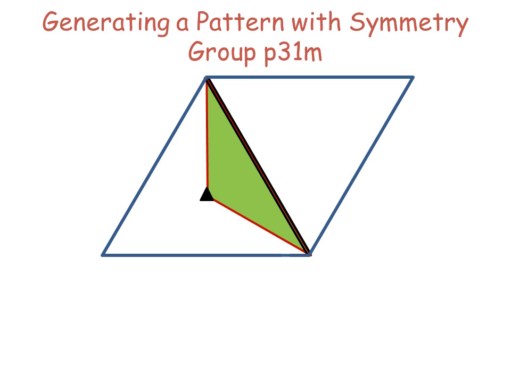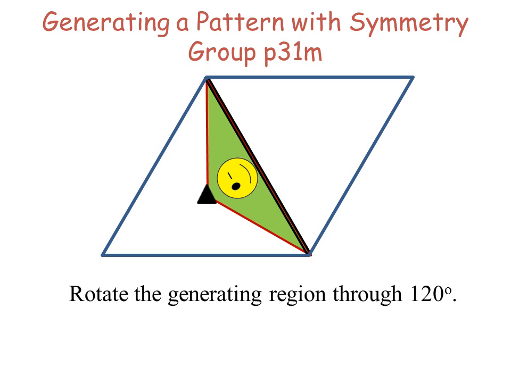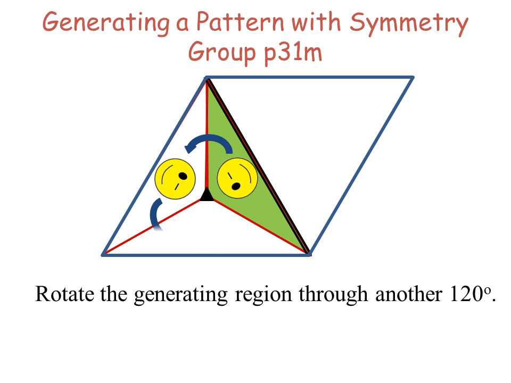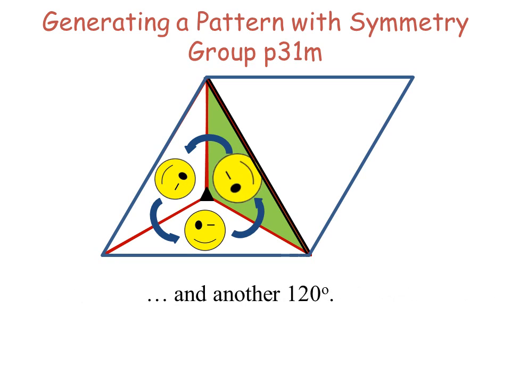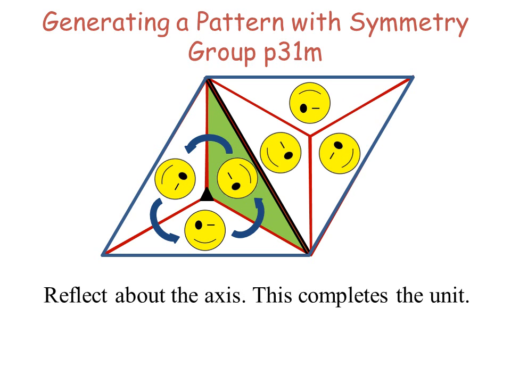We start with the generating region and the symmetries. First, we introduce a pattern with no symmetries. We use our old friend the winking smiley face. Rotate the region through 120 degrees. Rotate it through another 120 degrees. Rotating through a third 120 degrees, of course, returns the winking smiley face to its original position. This is the reason the rotational symmetry is said to be of order 3. Reflect about the axis of reflection. This completes the lattice unit.